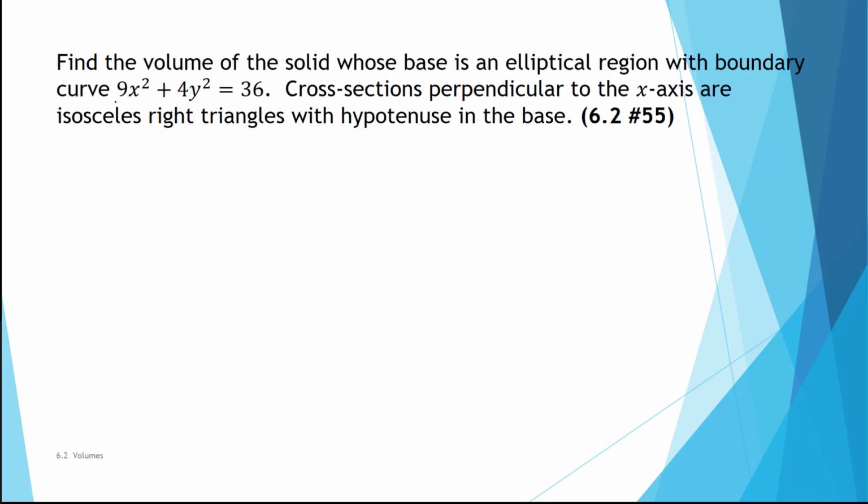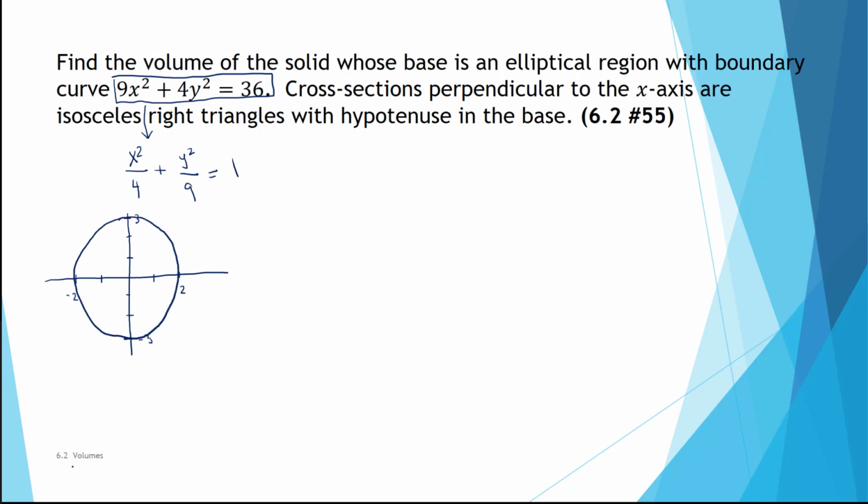So we know that this curve, 9x squared plus 4y squared equals 36, gives us the outline of the base. If you want to recognize this in standard form, this is x squared over 4 plus y squared over 9 equals 1. I just divided everything by 36. You could use Desmos to graph this if you'd like. This ellipse will intersect the x-axis at 2 and -2, and it will intersect the y-axis at 3 and -3. Okay, so this is the base of our solid.